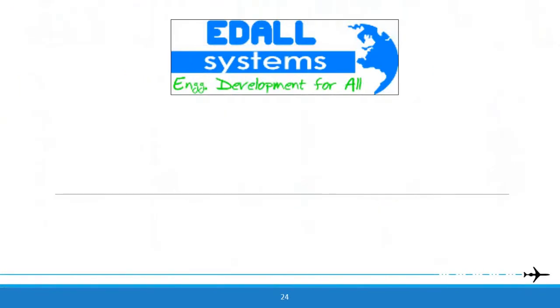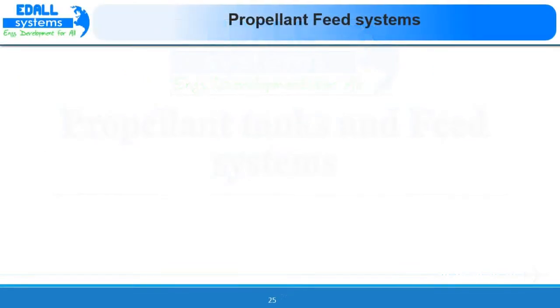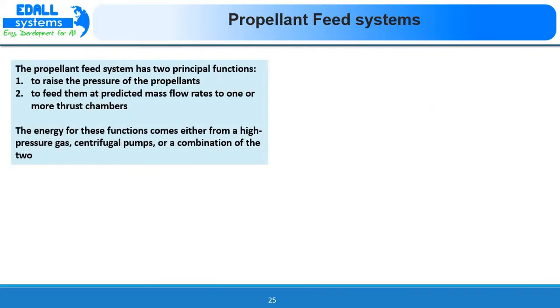The next thing we will discuss is propellant tanks and feed systems. The propellant feed has two principal functions. That is, it has to raise the pressure of the propellants and it has to feed them at a predicted mass flow rate to one or more thrust chambers. So the feed systems have just two particular reasons for their operation.